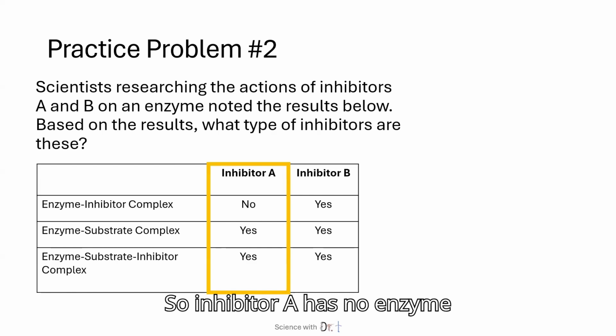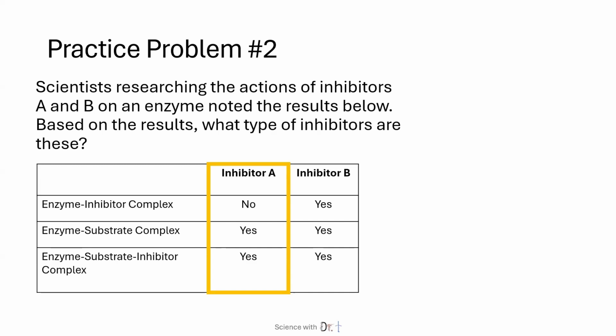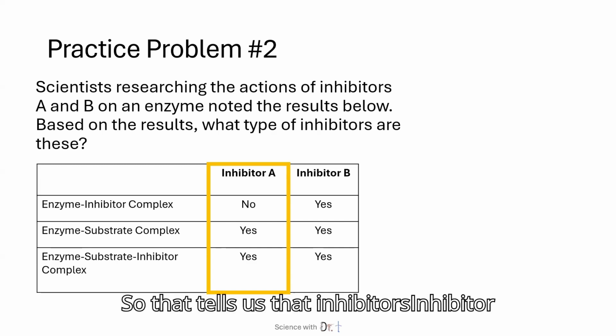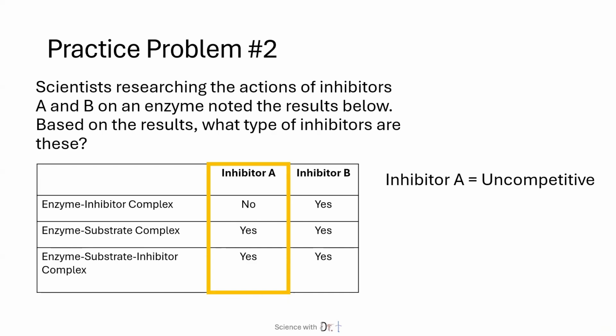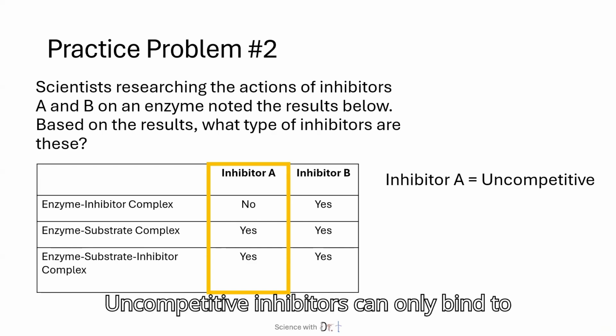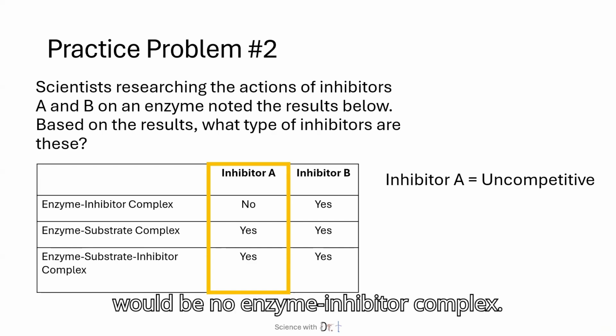So inhibitor A has no enzyme inhibitor complex, but it does have an enzyme substrate and enzyme substrate inhibitor complexes. So that tells us that inhibitor A is an uncompetitive inhibitor. Uncompetitive inhibitors can only bind to the enzyme substrate complex, so there would be no enzyme inhibitor complex.